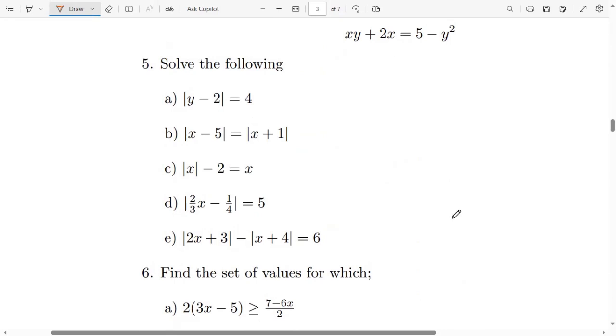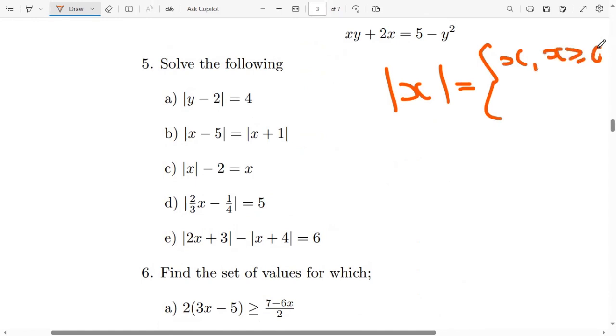Okay, so let's solve some modulus equations. First, you have to understand that if I write x in modulus like this, it simply means that x is positive for all values of x that are greater than or equal to 0, and x is negative for all values of x that are less than 0. That's what the modulus means.